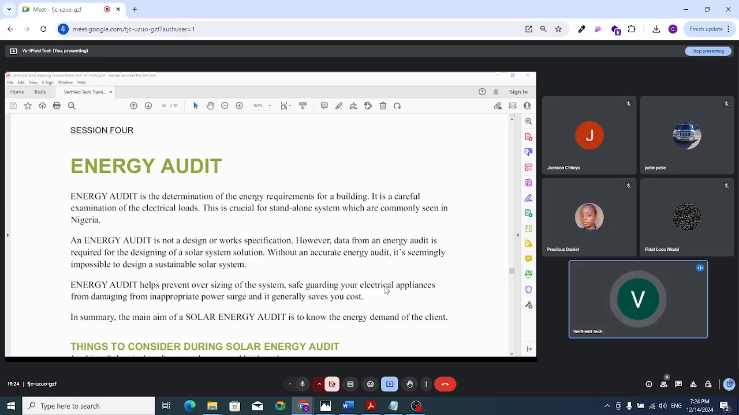We are also talking about the fuse, the surge protector, the breakers, DC DB, AC DB, and every other safety tool and gadget that is required to safeguard your solar power system.